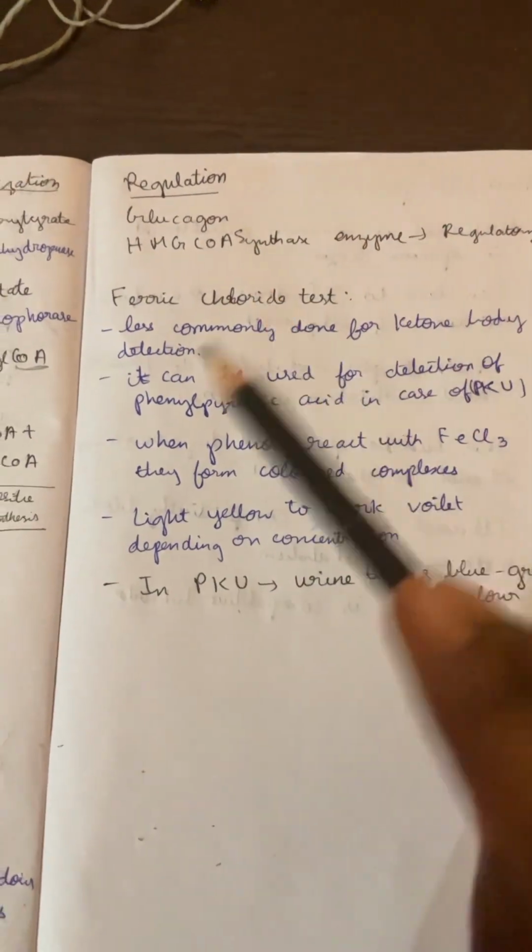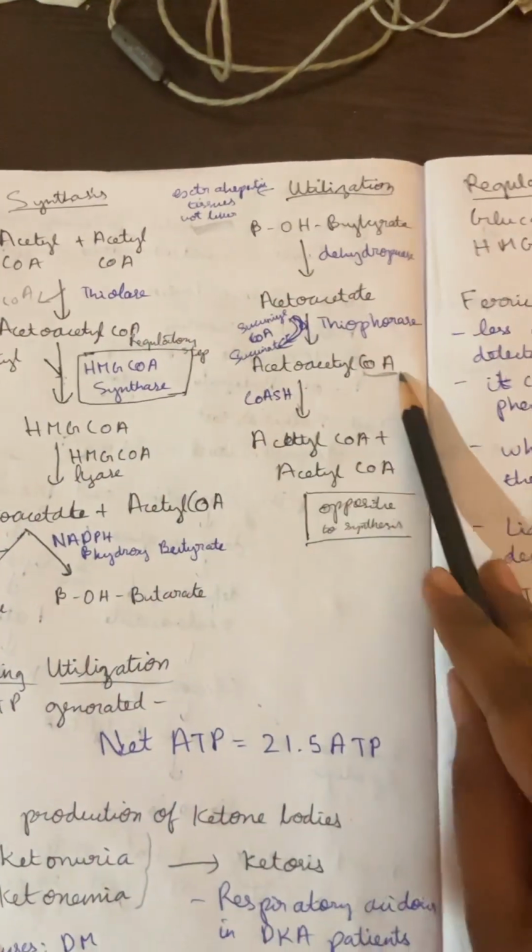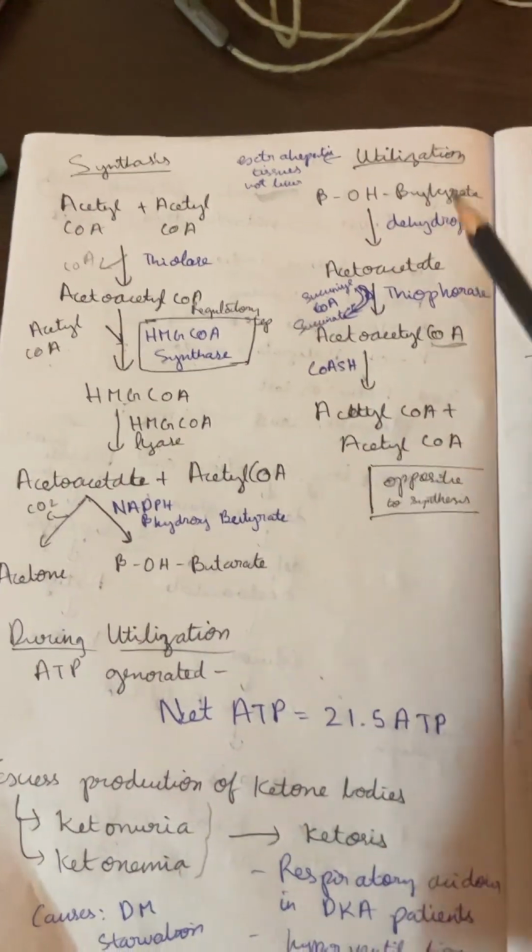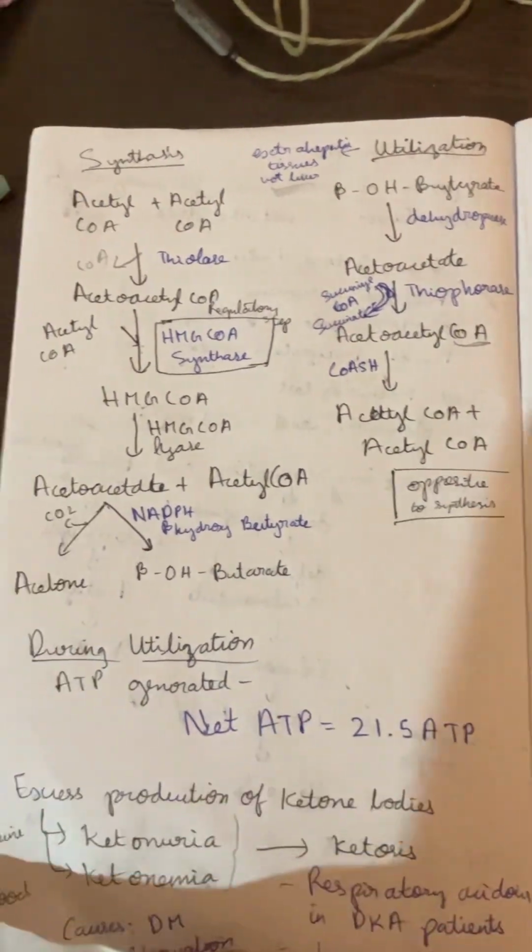Regulation is glucagon and HMG-CoA synthase. Utilization of synthesis ho gaya. Degradation is similar to utilization. This only I feel.